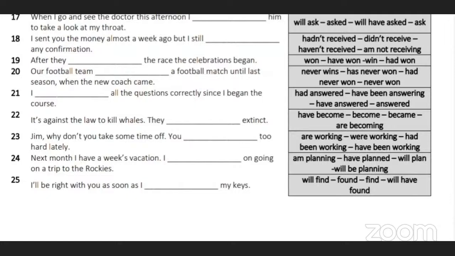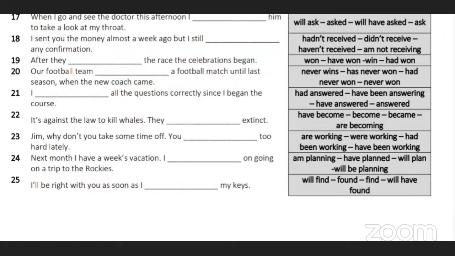We move to the last one for this exercise. I will be right with you as soon as I find my keys. The answer shall be will find. I will be right with you as soon as I will find my keys. Will find is the correct answer.